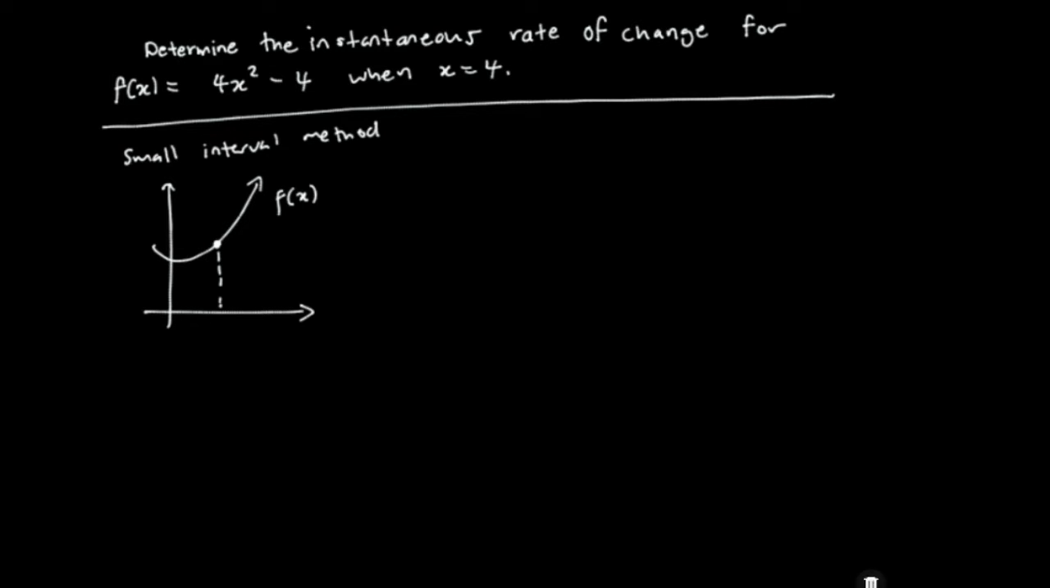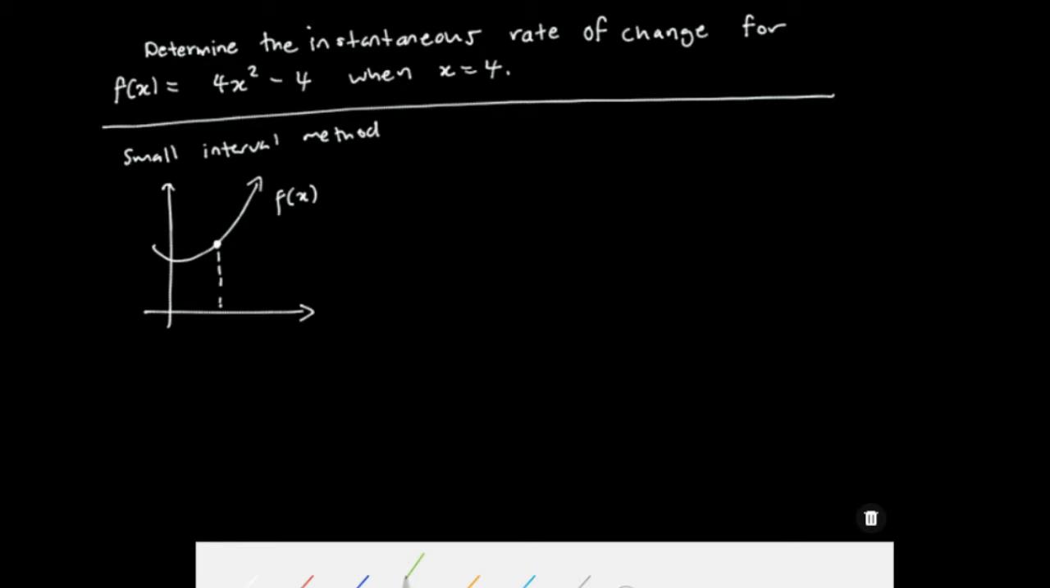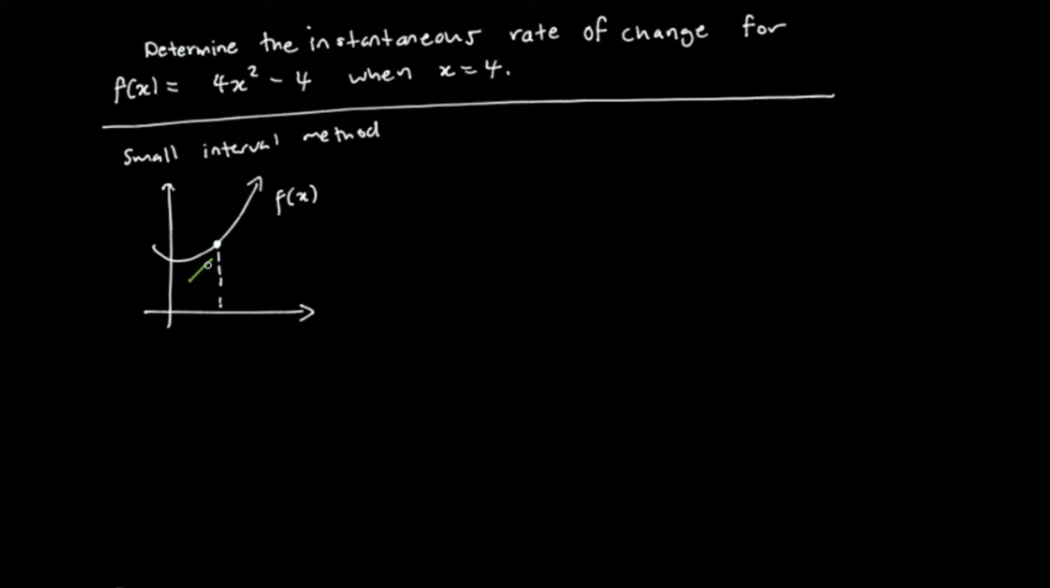When we're looking at the instantaneous rate of change, we're looking at the slope of the line that only touches that one point. This line is called a tangent, and the slope of the tangent is your instantaneous rate of change. The problem of finding the slope of a tangent is really what calculus is all about. We're going to investigate this later on, but there are multiple ways to do it, and I'm going to show you one of them. It's called the small interval method.